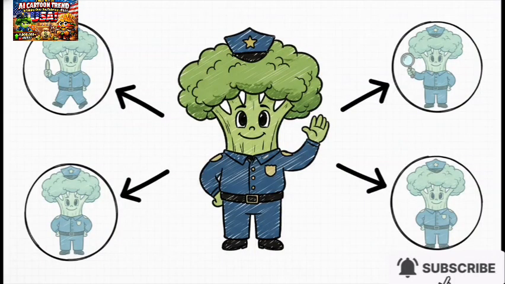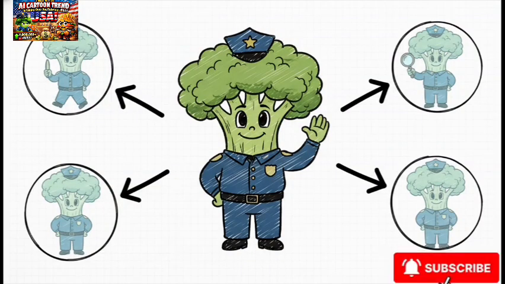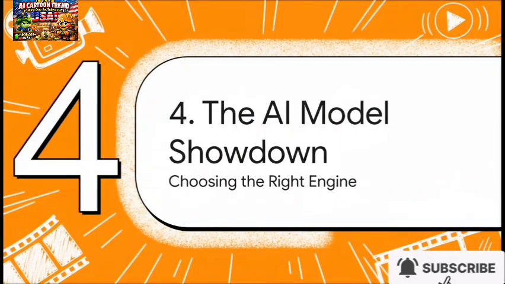Now listen up, because this is the most important part of this whole step: consistency. You generate that first image, right? Then you use that image as a reference for all the other ones. That's how you make sure your broccoli cop looks exactly the same in every single scene. It's crucial.